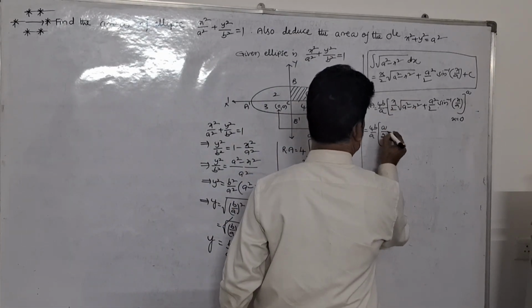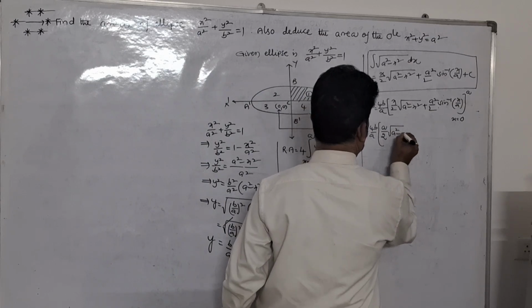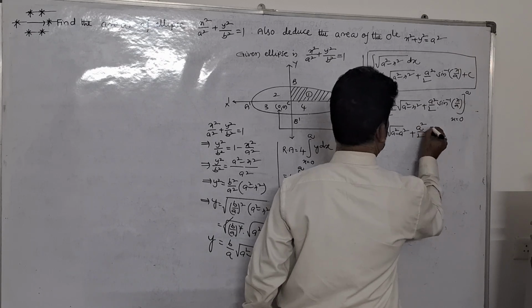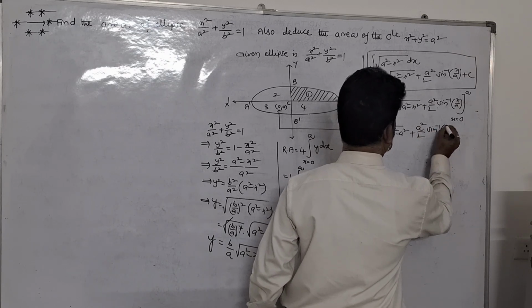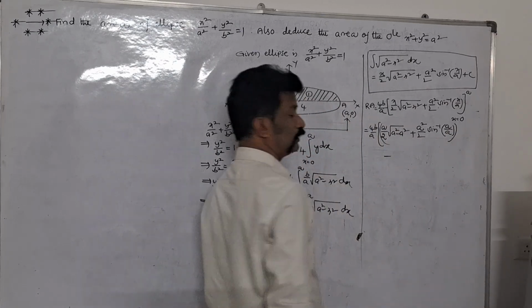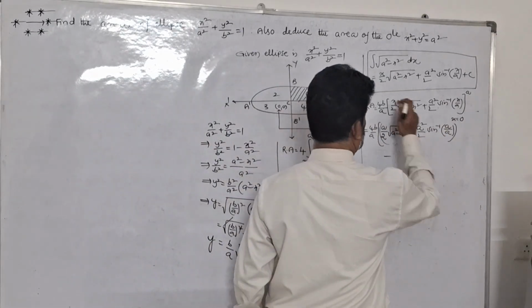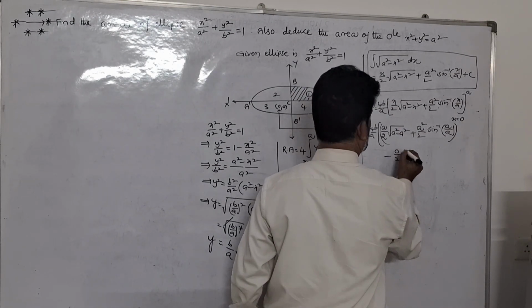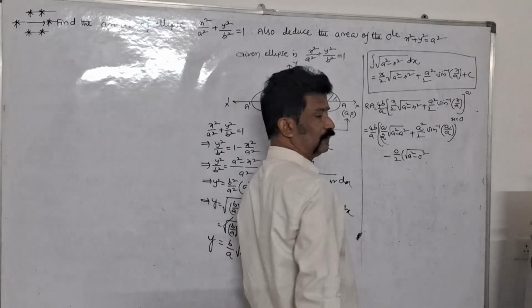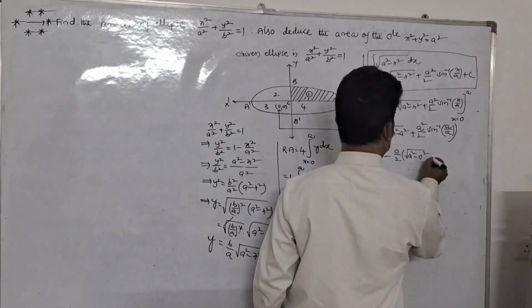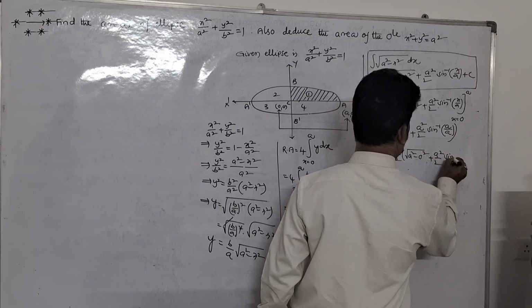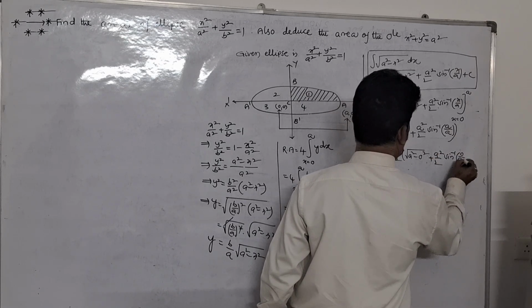So a by 2 into root over a square minus a square plus a square by 2 into sin inverse of a by a. This is the upper limit minus the lower limit. The lower limit is equal to 0: 0 by 2 into root over a square minus 0 square, since x is equal to 0, plus a square by 2 into sin inverse of 0 by a.